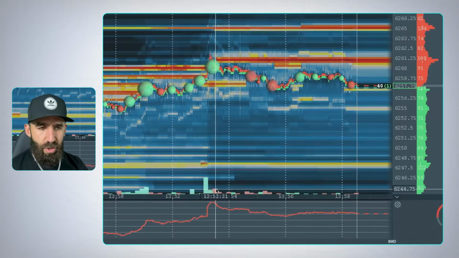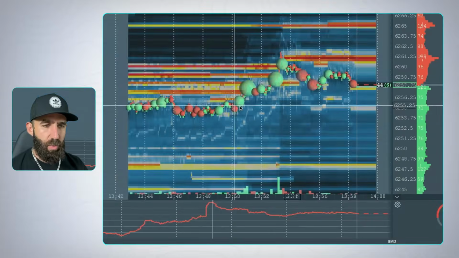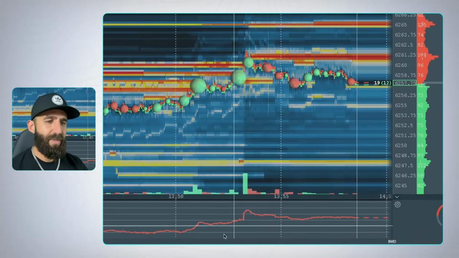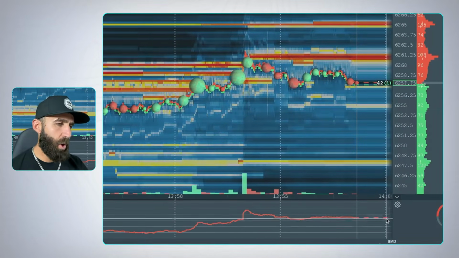Down on the bottom, we have traditional volume. We have the time axis right here. We can scroll in and out. And then down on the bottom, we have cumulative volume delta.